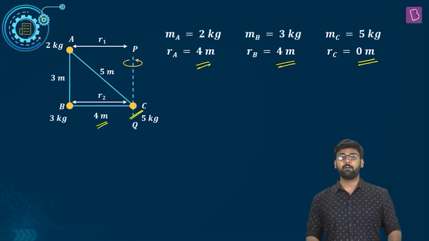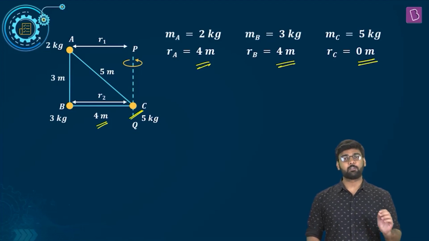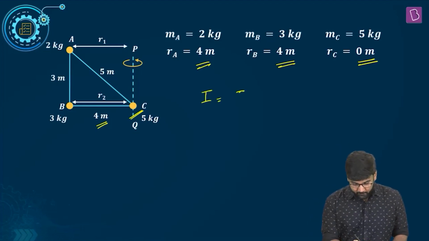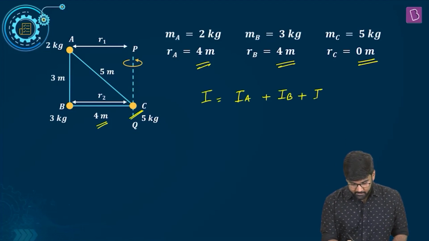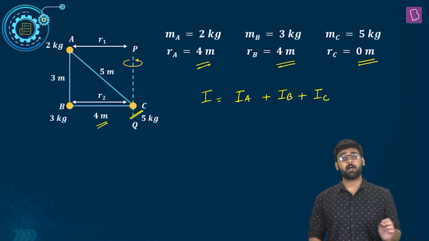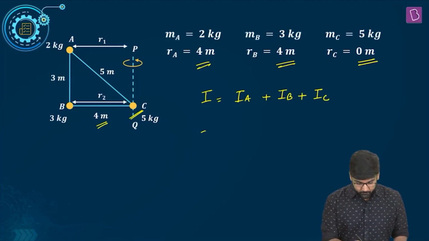Now we can write the net moment of inertia or the total moment of inertia of the system as IA plus IB plus IC. And we know the formula of moment of inertia is mr square. So let's substitute it.